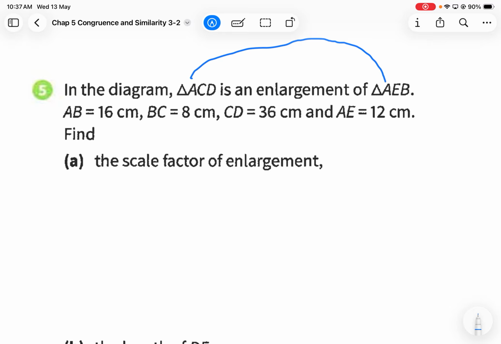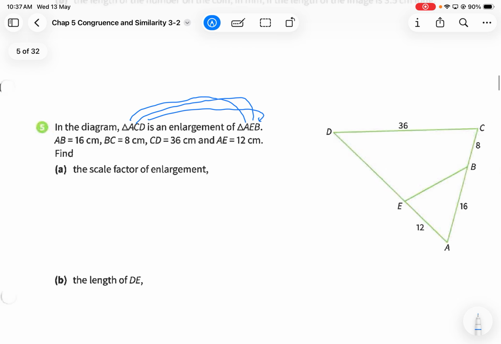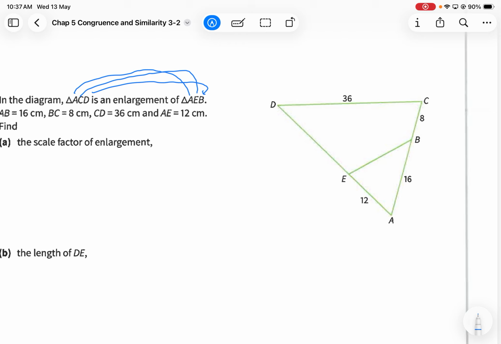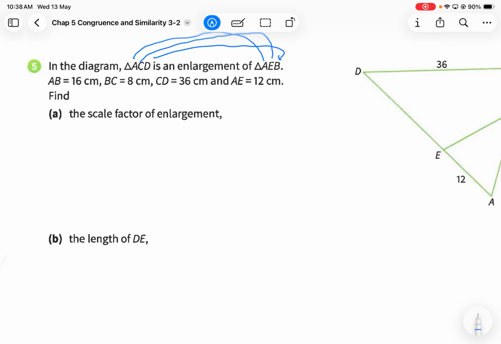A corresponds to A, C corresponds to E, and D corresponds to B. This is the important thing. So, A, C, D corresponds to A, E, B. Not the other way around. This is very important. You must know which point corresponds to which point. Otherwise, you will not know this one corresponds to which one. So the position of the naming is very important.